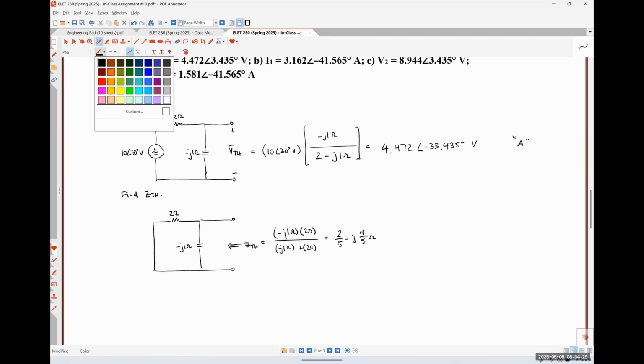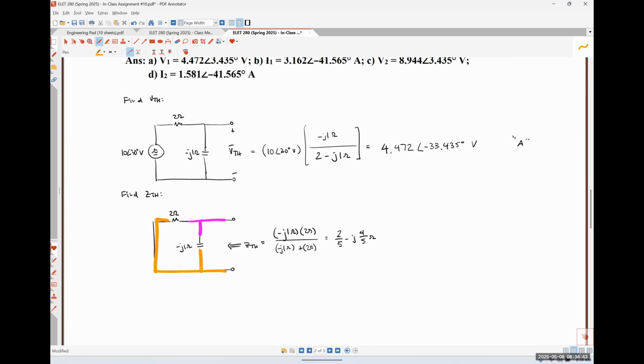Sure. So the easiest way to explain why it's in parallel is to identify our nodes, okay? So I have this node right here, and then I have this node right here. Since both of the elements are between the pink node and the orange node, they have to be in parallel because they share both nodes. If they were in series, they would only have one common point of interconnection between them.